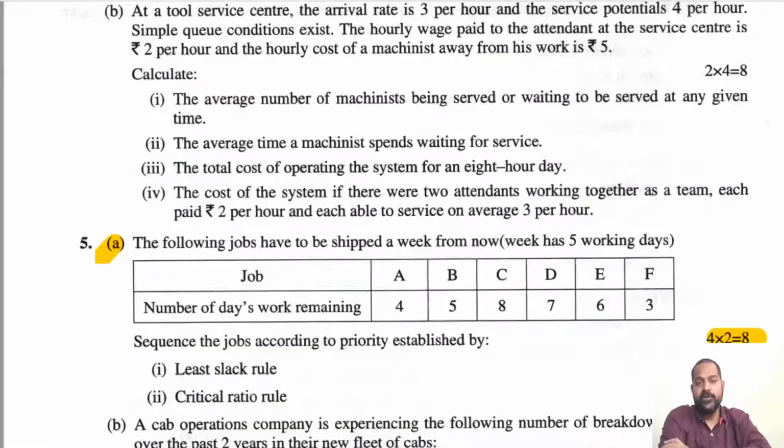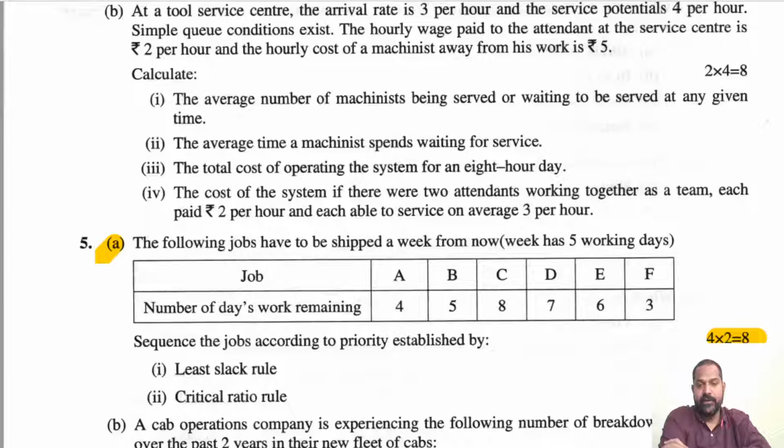At a tool service center, the arrival is 3 per hour and the service is 4 per hour. Simple queuing conditions exist. The hourly wage paid to the attendant of the service center is 2 per hour and the hourly cost of the machinist away from his work is 5 rupees.